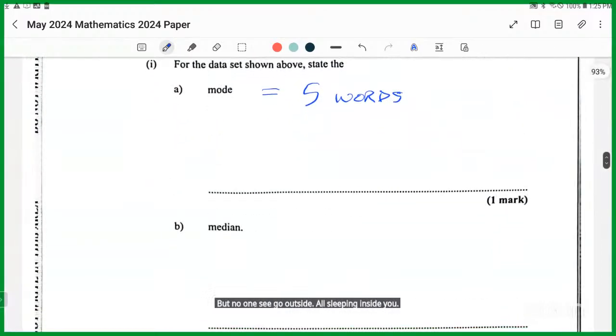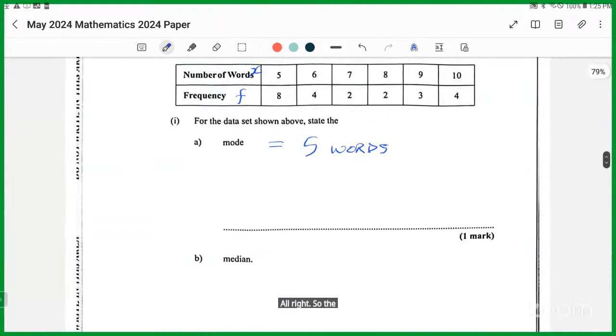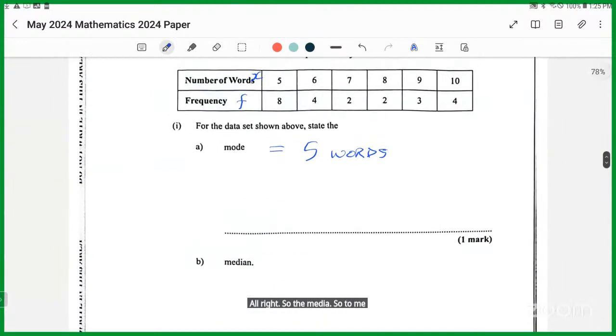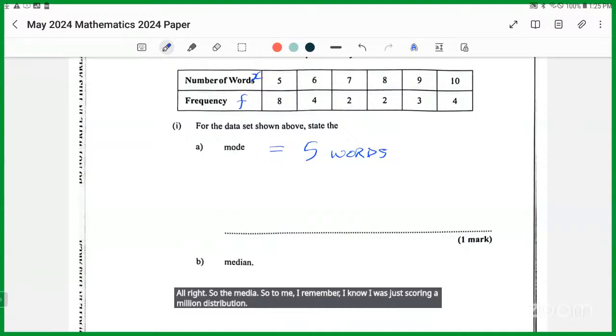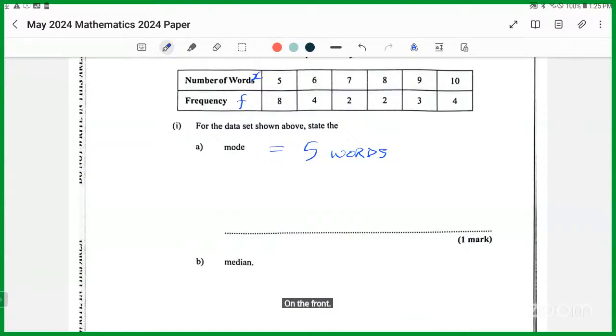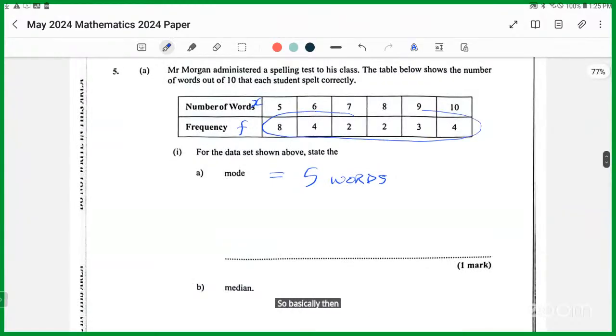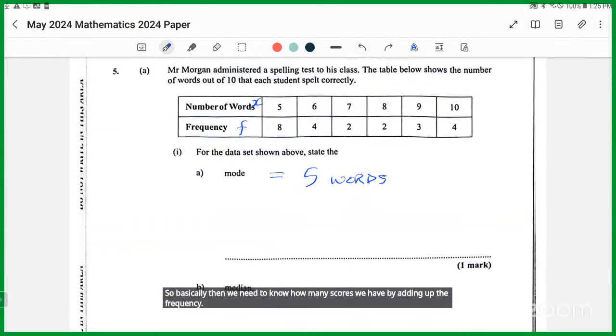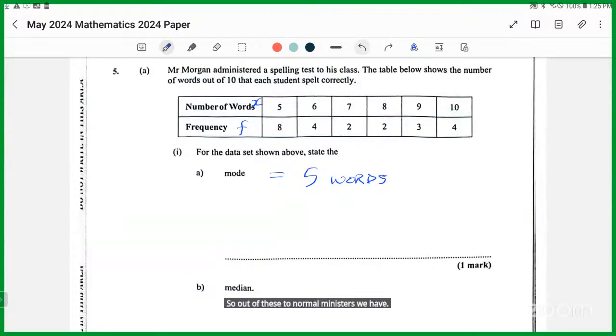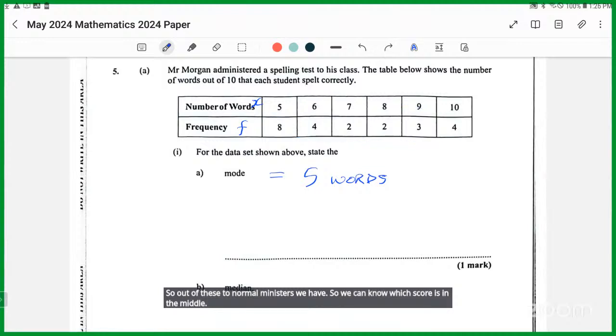All right. So the median. So the median, remember now, is the score in the middle of the distribution. The score in the middle of the distribution is the median. So we need to find where the middle of the distribution is. So basically then, we need to know how many scores we have by adding up the frequency. So add up these to know how many scores we have. So we can know which score is in the middle. So when we add up these, what do we get? Add them up for me, what you get?